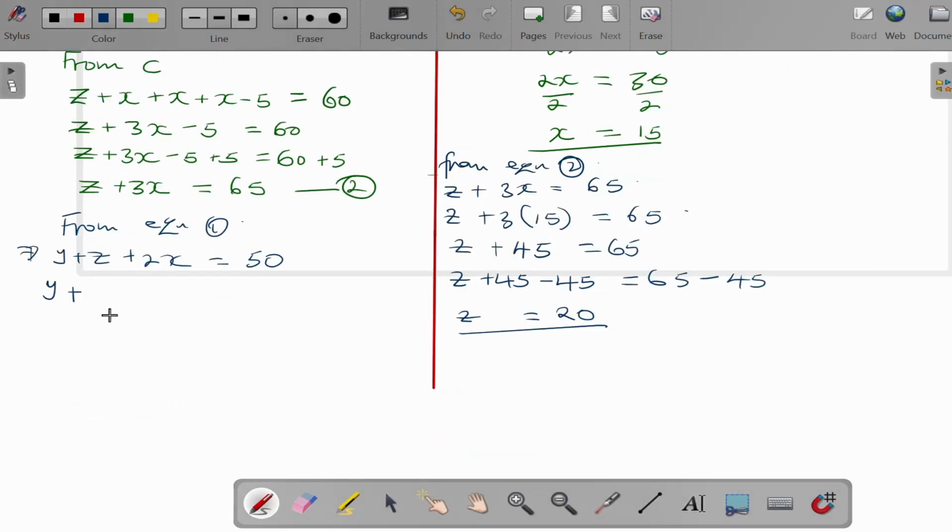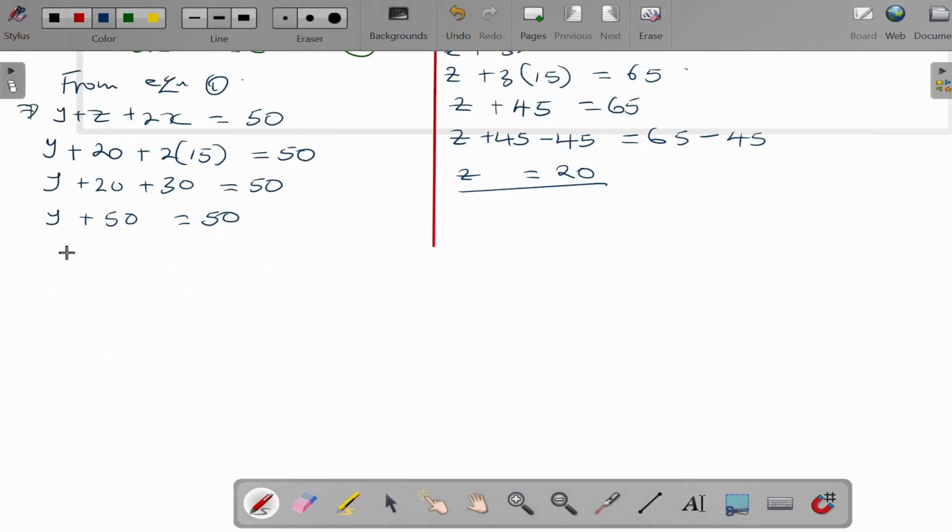y plus our z, but z is now 20, plus 2 times our x, which is 15, should give us 50. This is y plus 20 plus 2 times 15, giving us 30, equaling 50. So y plus 20 plus 30 equals 50. Let's collect the like terms by taking the other 50 to the other side: 50 minus 50. So our y is now 0.